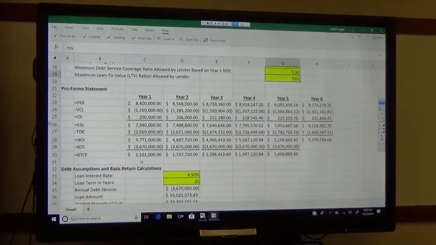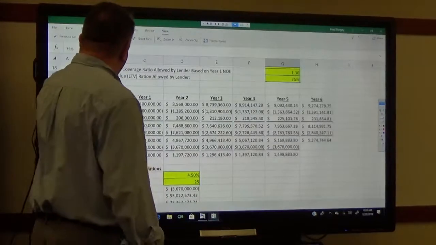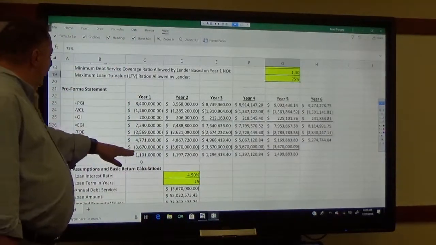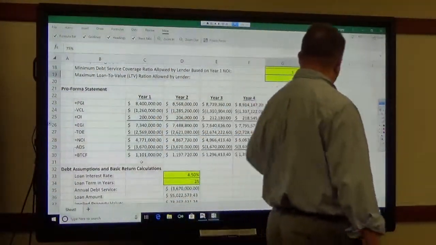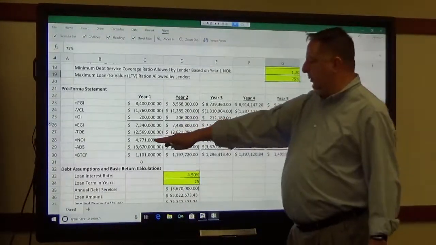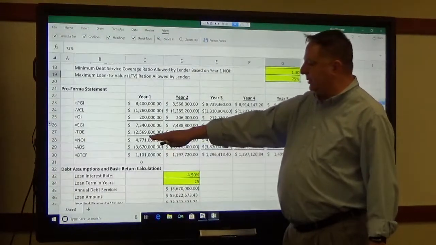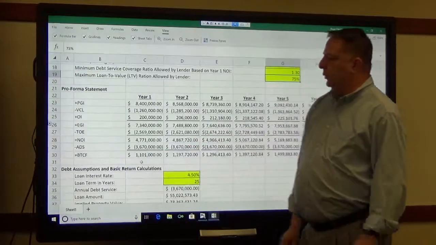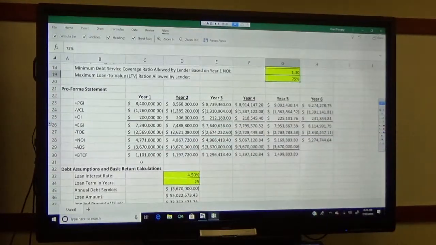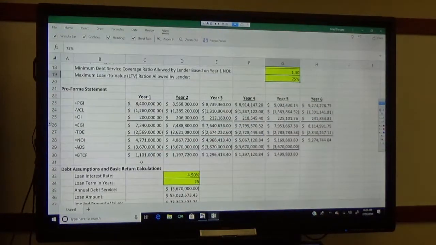Yeah. Okay, now. All right, so once we've got that, then that allows us to calculate the before tax cash flow. So we subtract out the annual debt service from the net operating income. So before tax cash flow, the simple way to think about that is the amount of money after you've paid all of your bills, you've paid off your lender for that year, the amount of money that you technically get to take home before you have to pay the IRS.